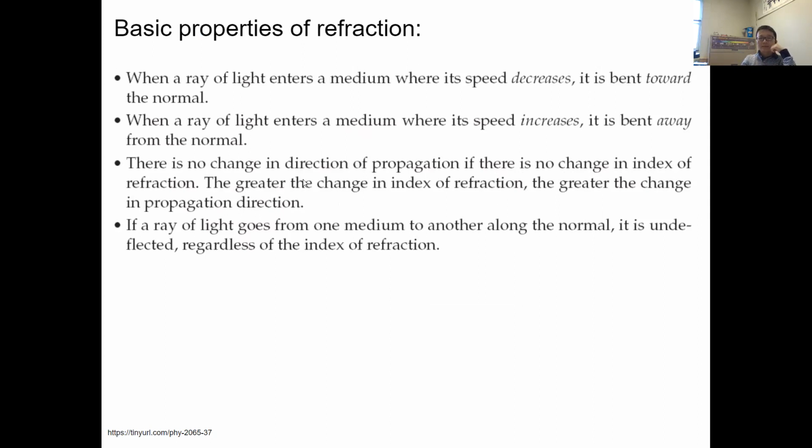If a ray of light goes from one medium to another along the normal, it's not deflected. That means if the incident angle is 0, right, then the refracted angle should also be 0 according to Snell's law, because n1 sine of 0 is equal to n2 sine of 0.